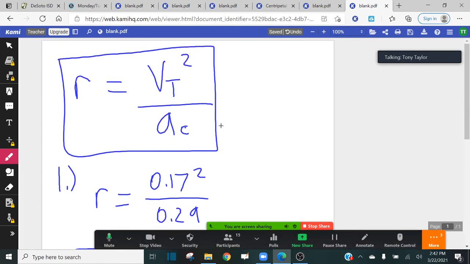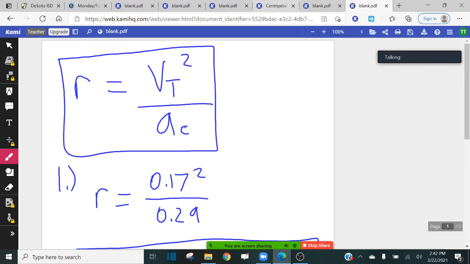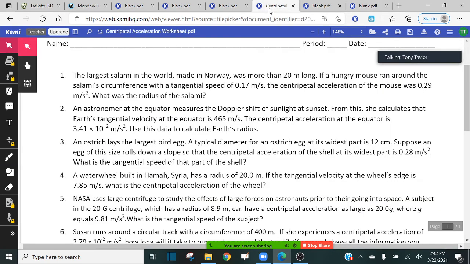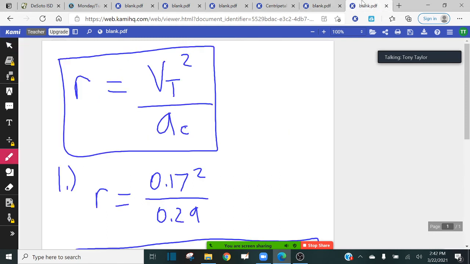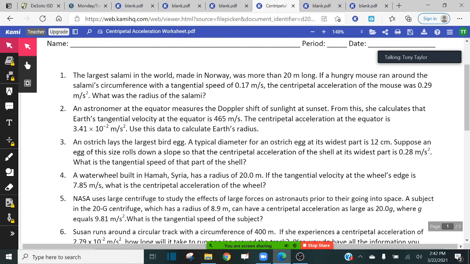By the way, if y'all want to write this equation down, I will go ahead and do that now. Basically, all I did was take this equation right here, rearrange it, and solve for r, and I get that. Now, let us do one more question, then I'm going to let you guys go.